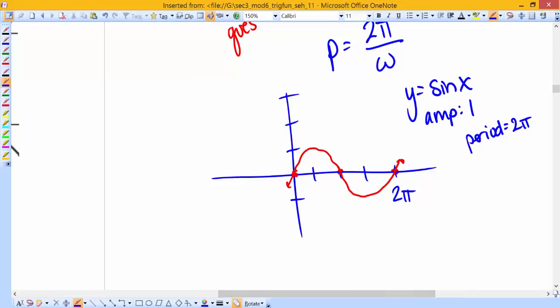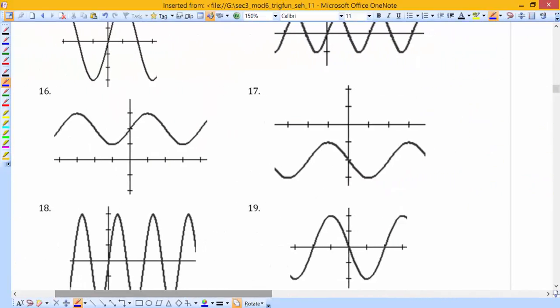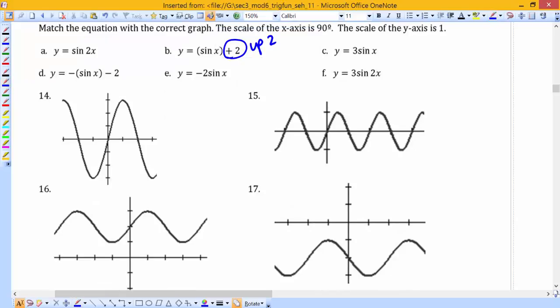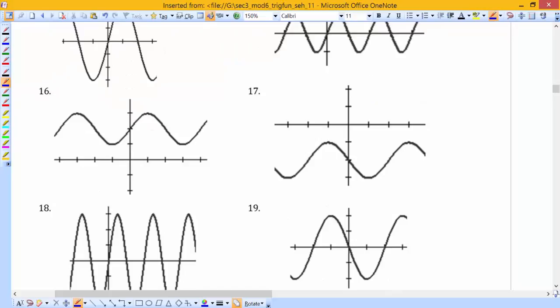So I'm going to use this, and I'm looking here, and I want to use the transformations that I have discovered from 10 through 13, or refresh my memory of, to match these graphs without having to do a whole lot of work. So in B, I have the sine of x, but then I'm moving it up 2. So I'm looking for a graph that has an amplitude of 1. This one does not have an amplitude of 1. That does.